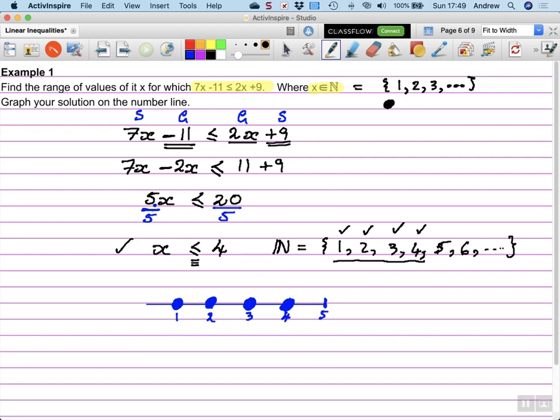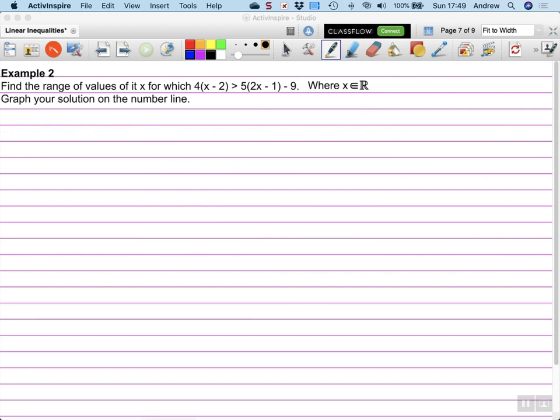We'll move on to the next example. I need you to pause the video so that you can copy down the example. When you finish copying down the example, start the video up again and study my method and then copy it out.